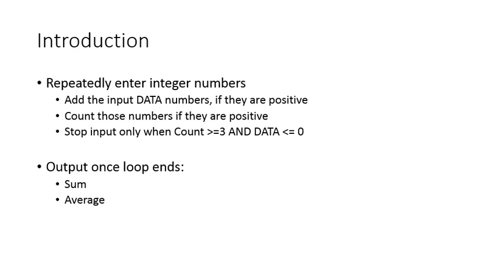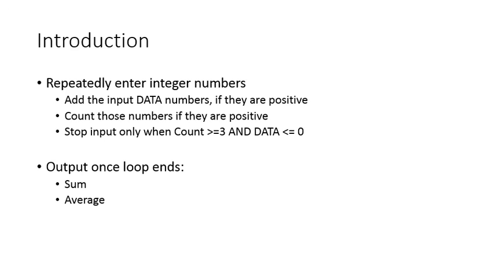Now, we don't want to spend a whole lot of time on analyzing it, but basically it boils down to the following main steps. So we're going to repeatedly enter integer numbers. We're going to add the input data numbers if they're positive. We're going to count those numbers if they're positive, and stop only when count is greater than or equal to 3, because I'm going to count each valid number that has been entered, and the value of data is less than or equal to 0. That will signal that the person wants to stop entering numbers.